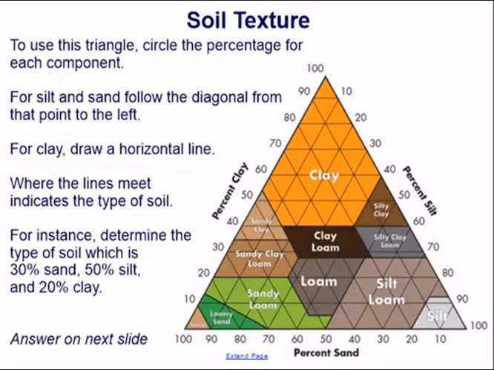To use this triangle, circle the percentage for each component. For silt and sand, follow the diagonal from that point to the left. For clay, draw a horizontal line. Where the lines meet indicates the type of soil.